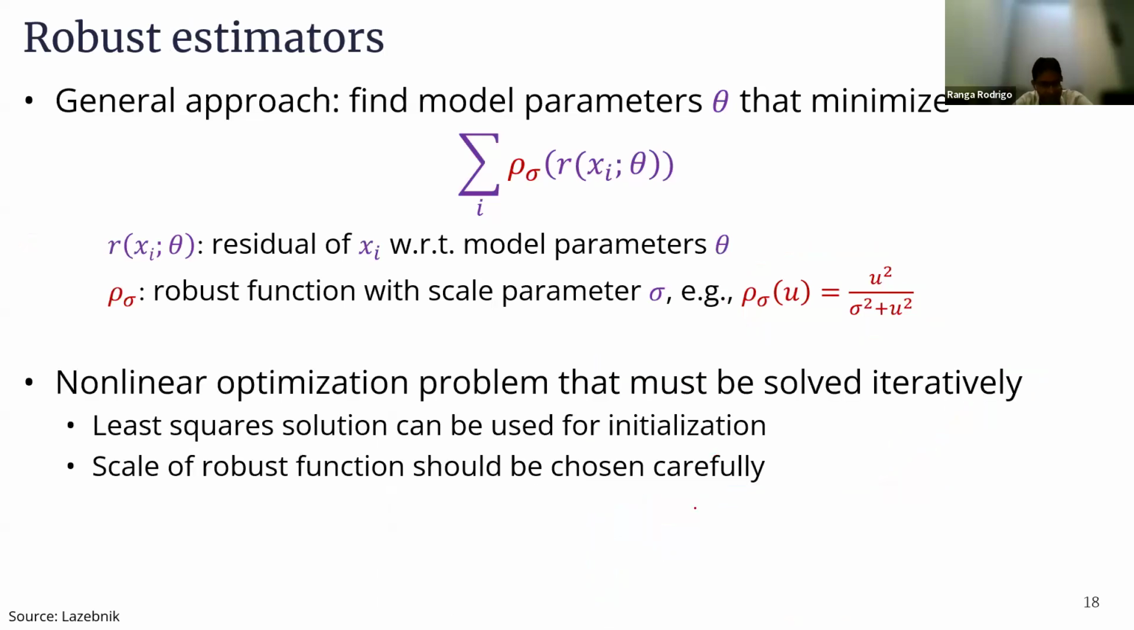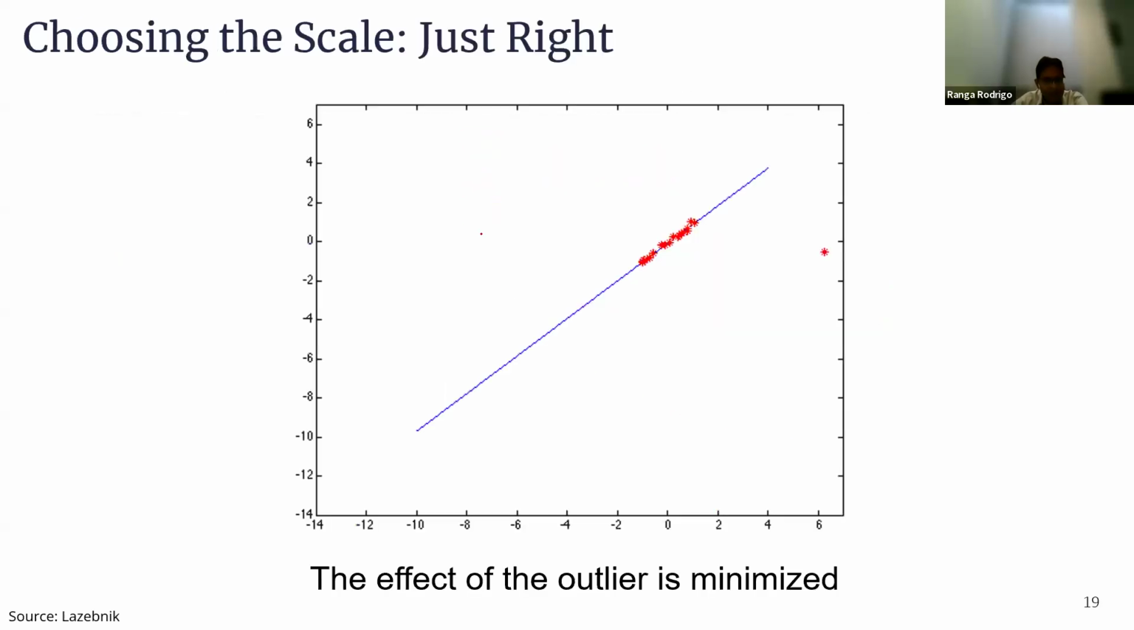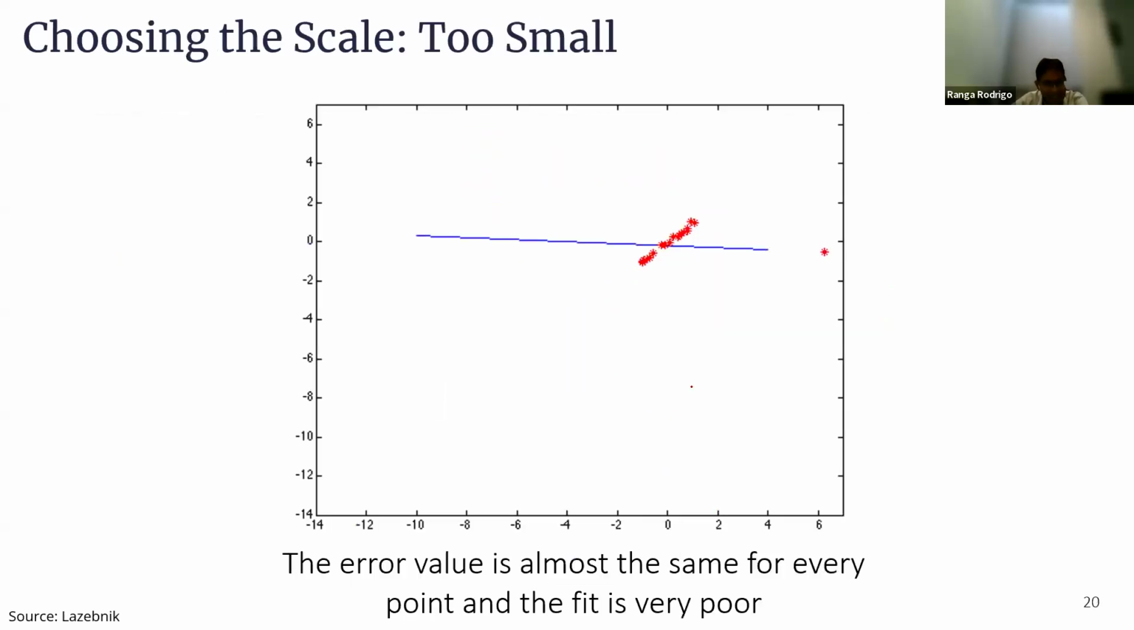Sigma has to be selected. It's a nonlinear optimization that we have to do now. It must be solved iteratively. Least squares solution can be used for initialization, though the scale of the robustifying function, that means the sigma, must be carefully chosen. These are the problems in this robustifying function. So choosing the scale just right is important.